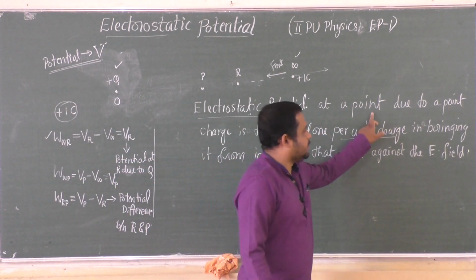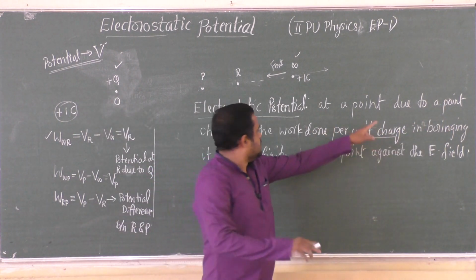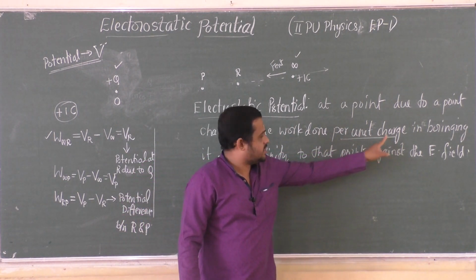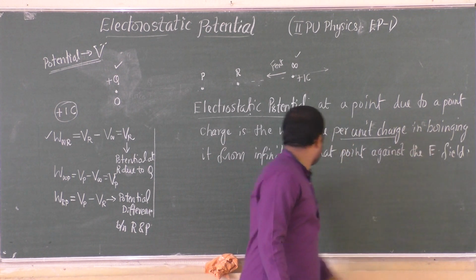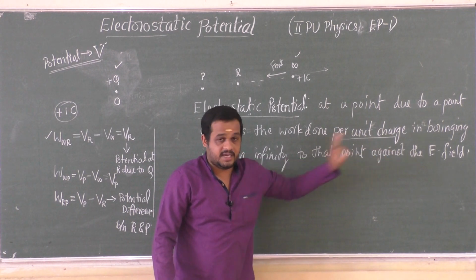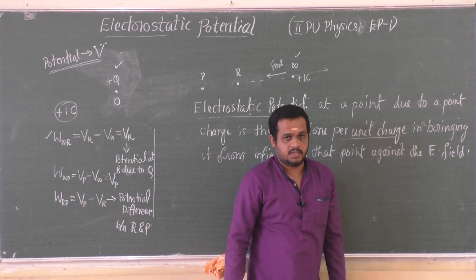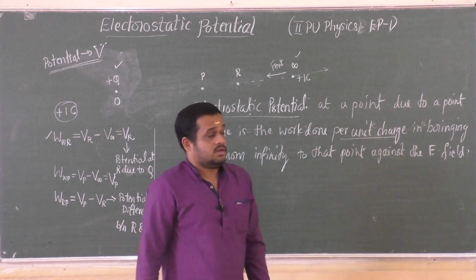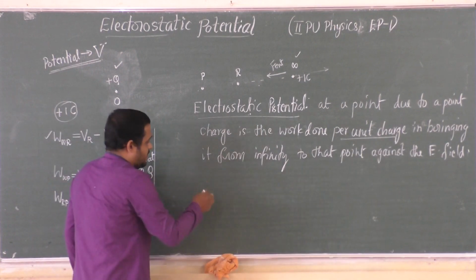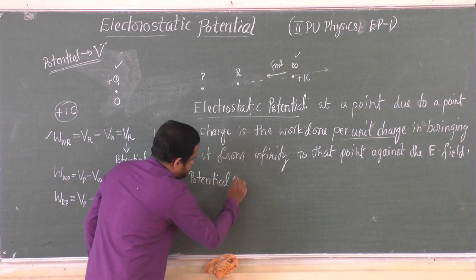Electrostatic potential at a point due to a point charge, that is the source charge, is the work done per unit charge in bringing that charge from infinity to that point where electric potential is measured, against the electric field. Okay, this is the definition of electrostatic potential. Next, we will define one more term, that is potential difference between 2 points.